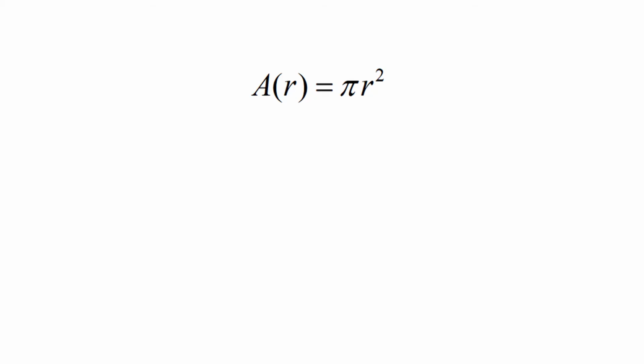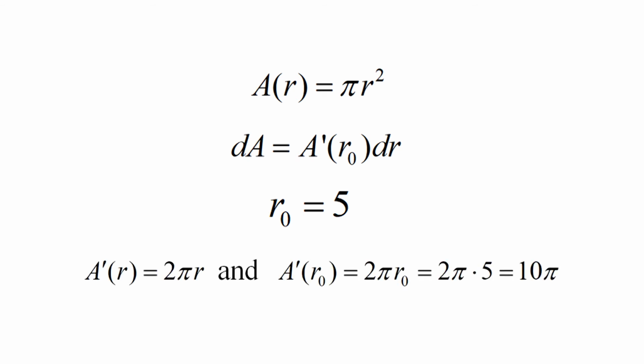Here the function is A of r is equal to pi r square, which is the area of a circle of radius r. The approximate change in the value of A of r when r changes from r naught to r naught plus dr is dA equal to A prime r naught times dr. Here A of r is equal to pi r square and r naught is equal to 5 gives A prime r is equal to 2 pi r and A prime r naught is equal to 2 pi r naught, which is equal to 2 pi times 5, which is equal to 10 pi.